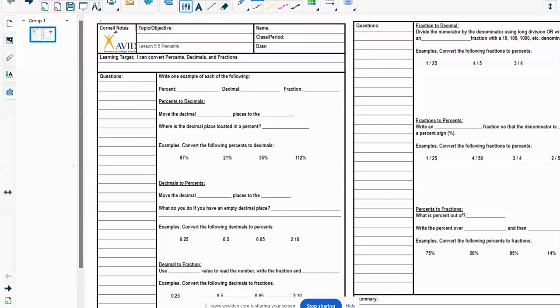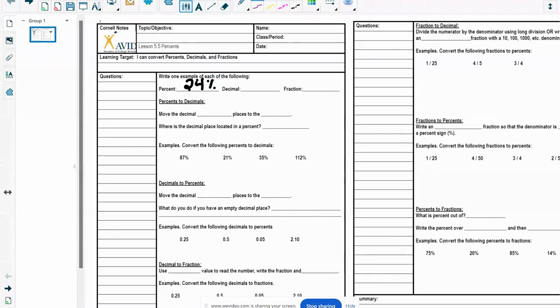and percent. So if you're given a percent, how do you make that into a fraction or a decimal, and vice versa? So we're just going to start off by writing one example of each of the following. Write an example of a percent. My example might be like 24%.